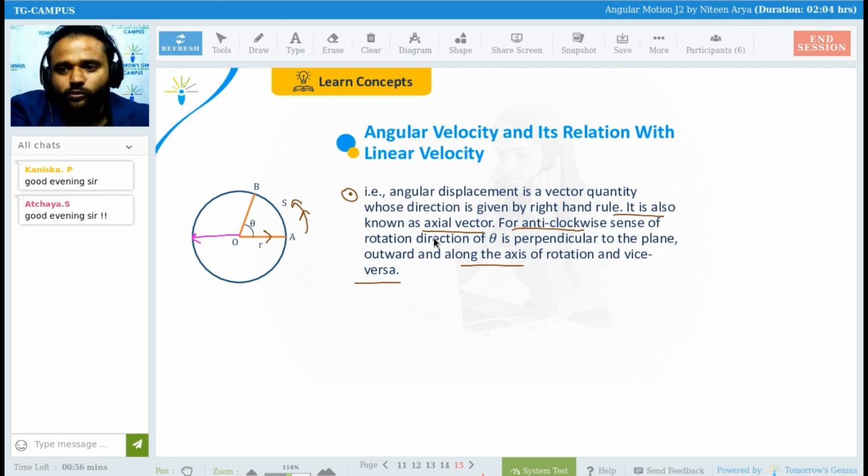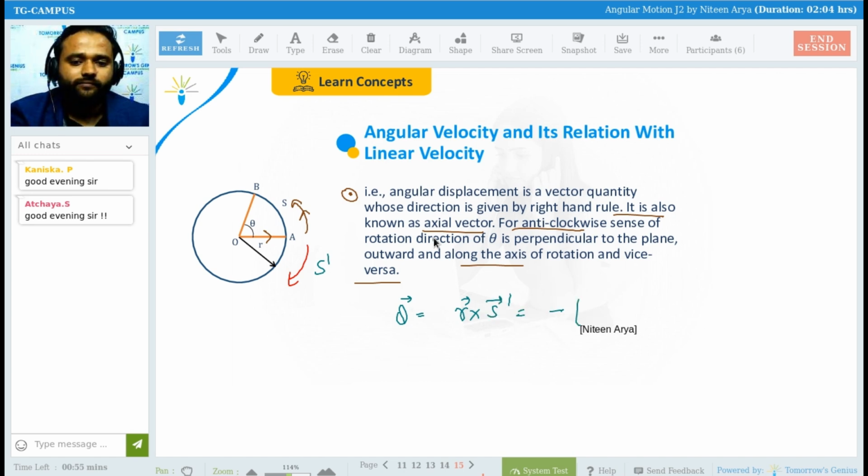Okay, so what does it mean? You can stick to this R again, but the moment you take the vector product of R cross S, suppose this is your S prime. When you take theta, which is a vector, R vector into S prime, you can see that it is going to be negative, using the right hand thumb rule. So that is written over here. For anti-clockwise, we get theta positive. For clockwise, we get theta negative.